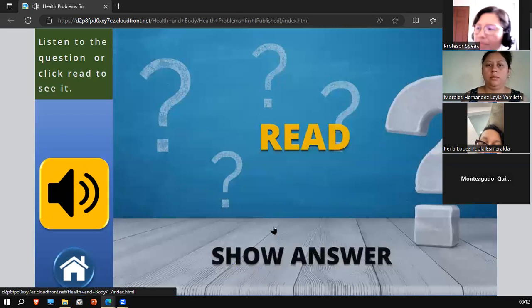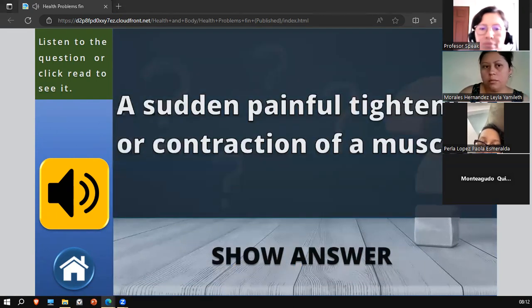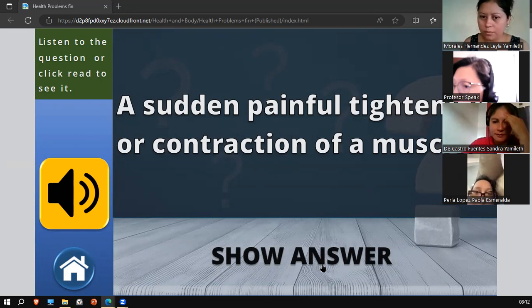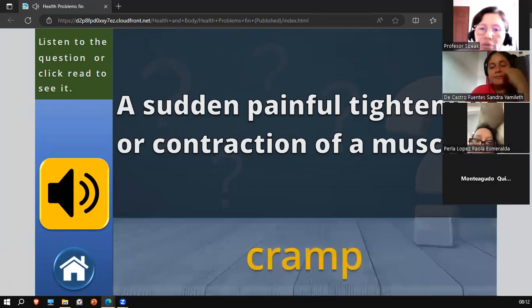Next one, number 10. A sudden painful tightening or contraction of a muscle. A cramp? A cramp, dicen por ahí. Yes, very good. Okay, a cramp.